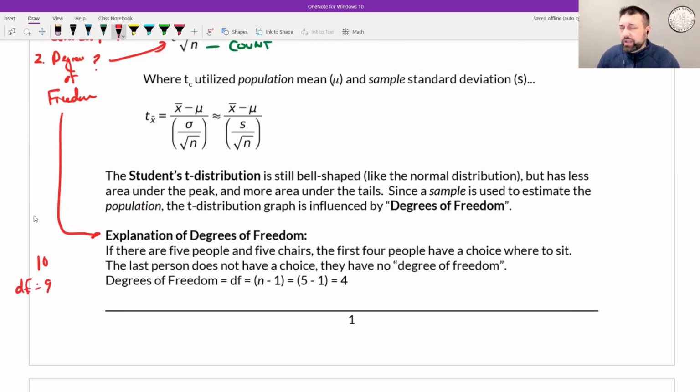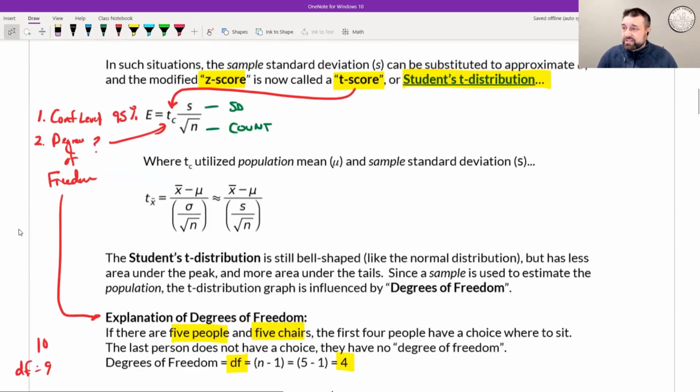Here's a way of thinking about that. Imagine there are 5 people and 5 chairs. The first person has the freedom to choose what chair they want to sit in. They get to pick from 5. And the second person gets to pick, and the third person gets to pick, and the fourth person gets to pick. But the fifth person, when there's one person and only one chair left, has no degree of freedom to choose what chair they want to sit in. So if you have 5 people, the degrees of freedom are 5 minus 1, which is 4. Four of the 5 have the freedom to choose where they want to sit, but the last person does not.